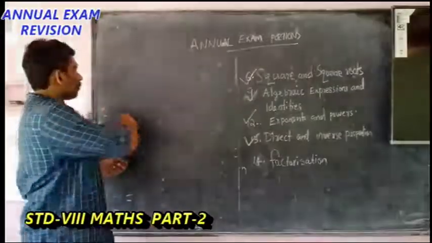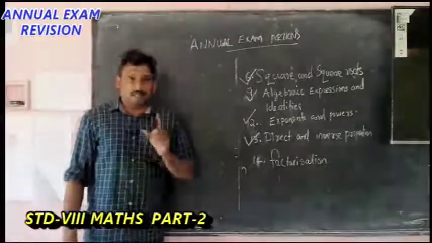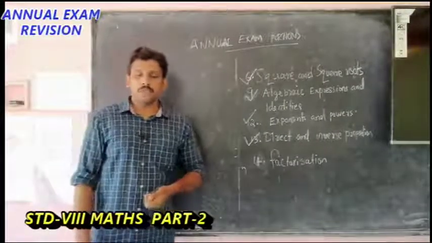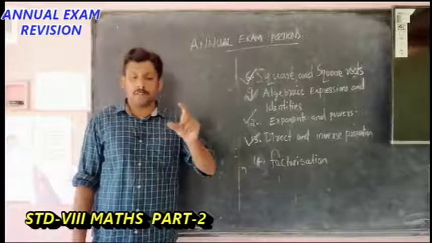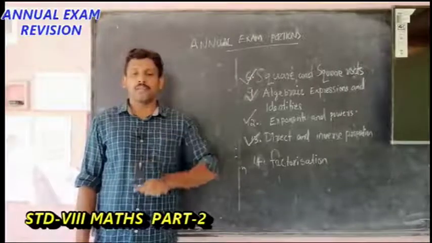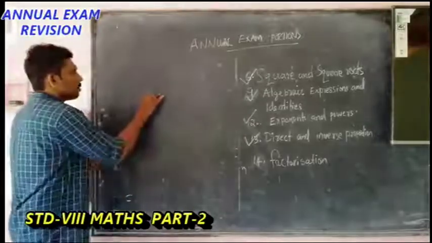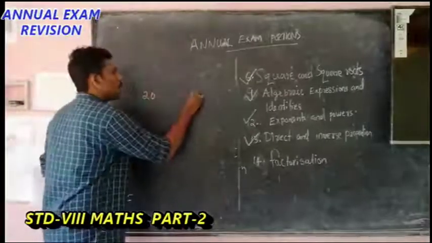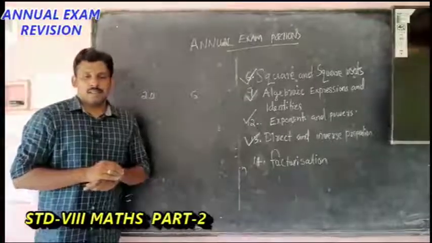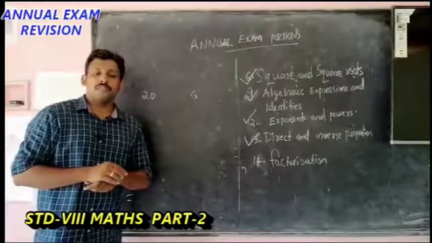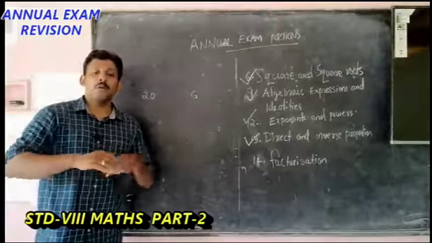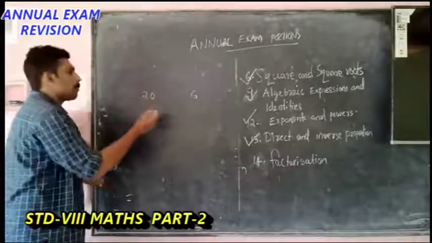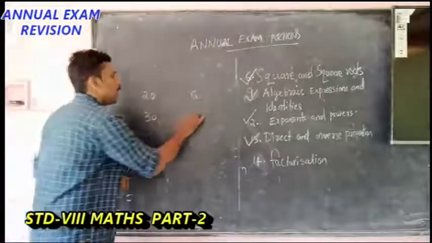A farmer has one of your exercise questions. A farmer has enough food to feed 20 animals in his cattle for 6 days. 20 animals in 6 days. Then how long would the food last if there were 10 more animals in his cattle? So already 20 animals, 10 more animals, that means 30 animals. How many days will it take?